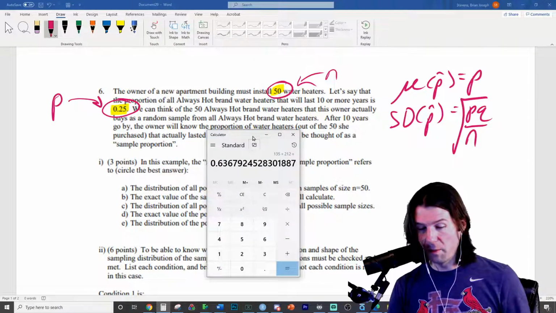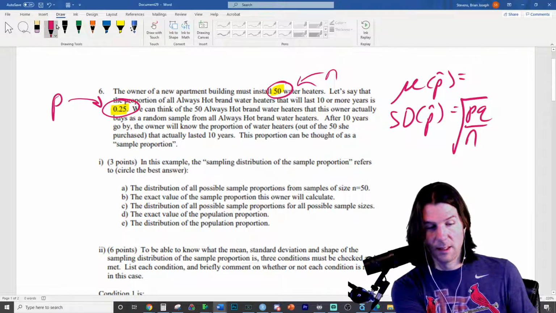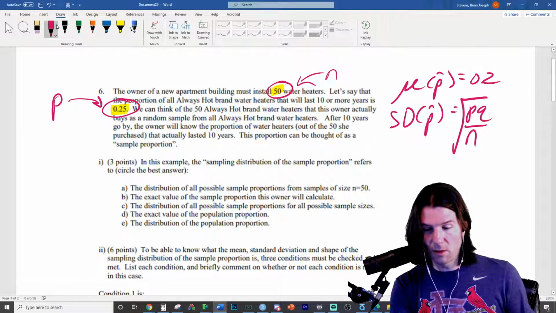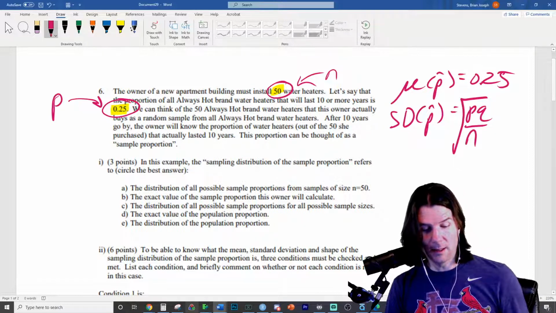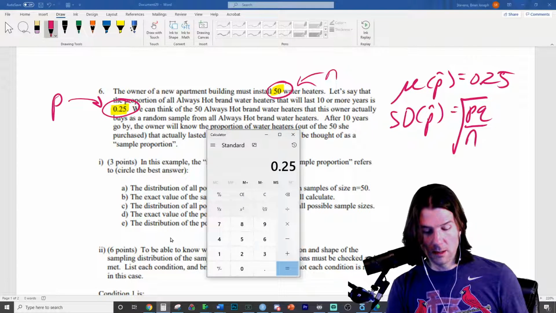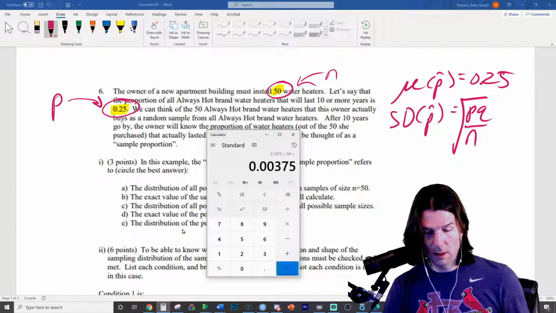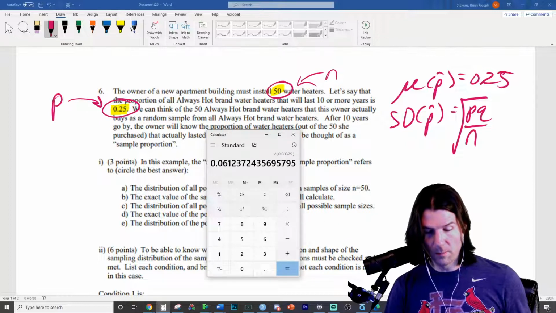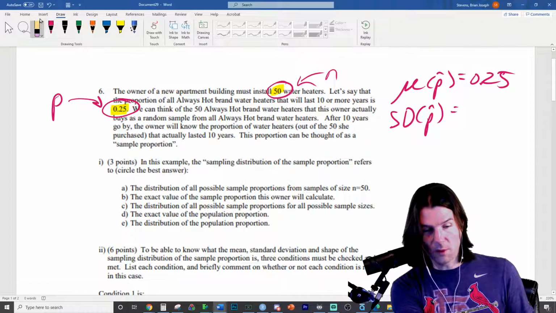And let's go here, mu P hat. If it's P hat, then that's just 0.25, because that's what P is. Now we go the square root of P times Q over N, and there we go. About 6%.